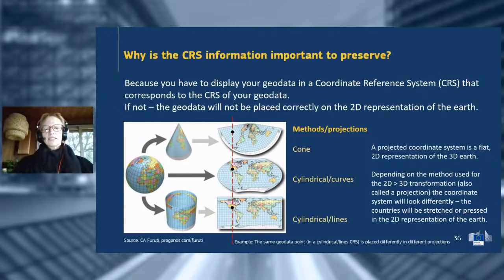But in the cone projection, if it's still in the cylindrical line CRS system, but you put it into a background map or a coordinate reference system that is in a cone projection, then it will be placed in the middle of the ocean and not in Central America. And I know this is a very simplified explanation, but it's just to illustrate the point that the information about the coordinate reference system is very important. Next slide, please.